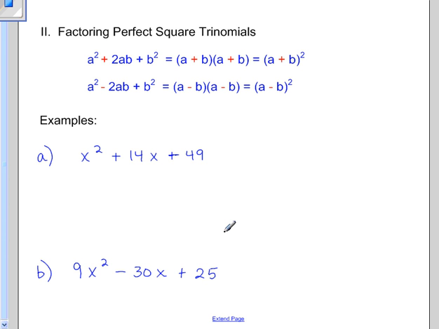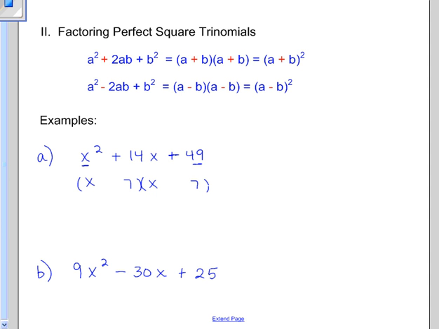So we have a squared minus 2ab plus b squared equals a minus b times a minus b, or a minus b squared. Okay, now what all of that means is if you have a trinomial like what I have on A, x squared plus 14x plus 49, and you recognize that the first term and the last term are perfect squares, numbers that we can take the square root of evenly, then we can do just that. If I take the square root of x squared, that would be x. The square root of 49 would be 7.